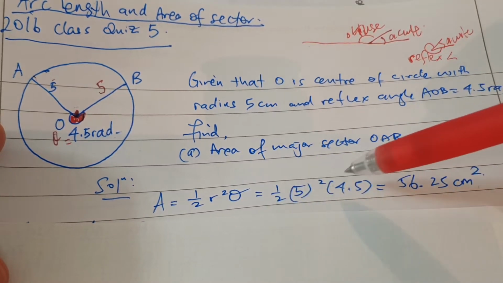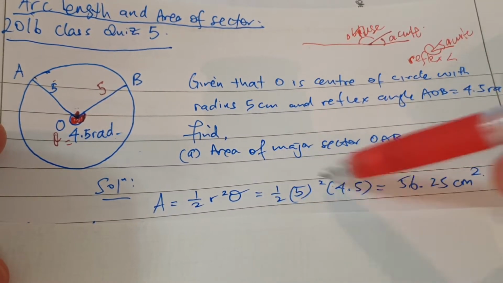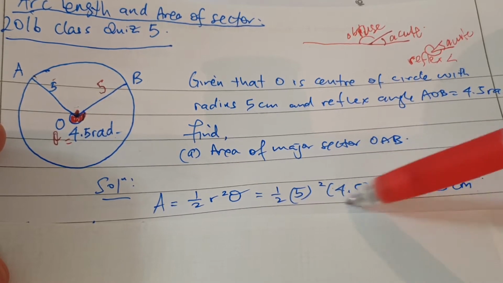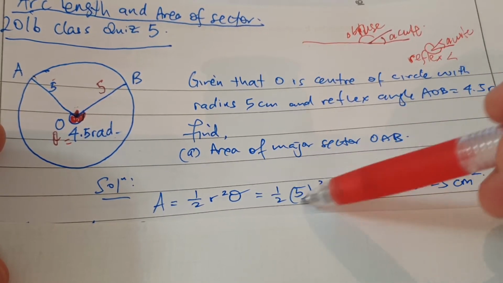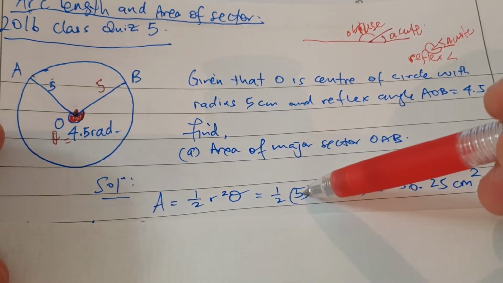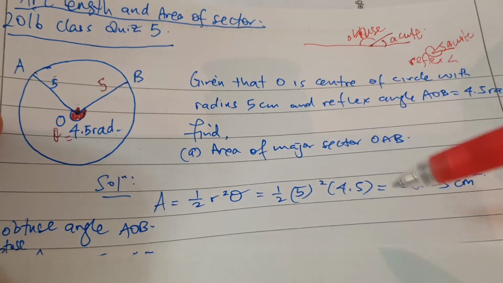Very simple to remember. Here is half, and theta has no unit, right? Theta is in radians, but radians is just like a fraction, a ratio, so no units. That's why you have to square the r here to get the cm square, because this is 5 cm. Okay, now let's go to the next one.